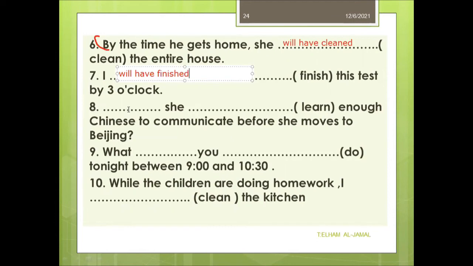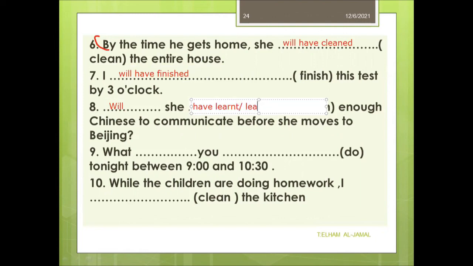Number 8, space she, space learn enough Chinese to communicate before she moves to Beijing. Now here we have before and the present simple. Now we have to use will: she will have learned. Or we can use learnt.